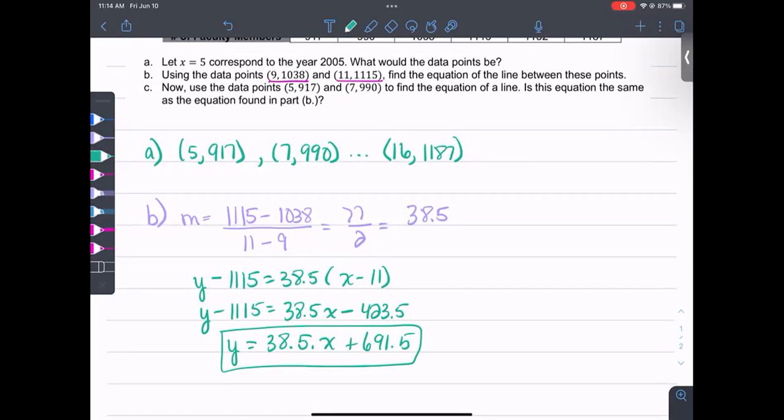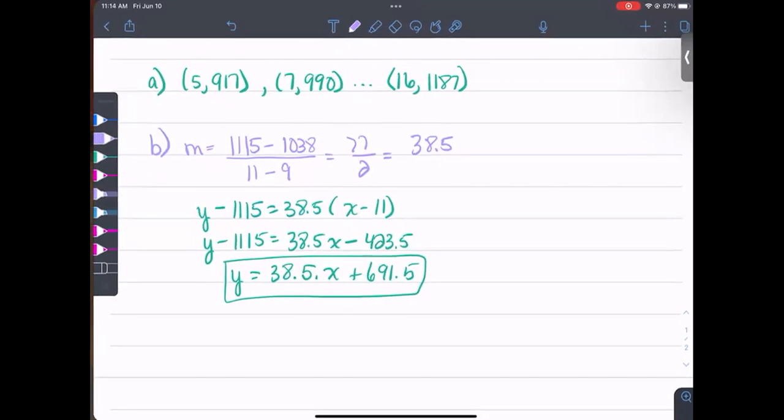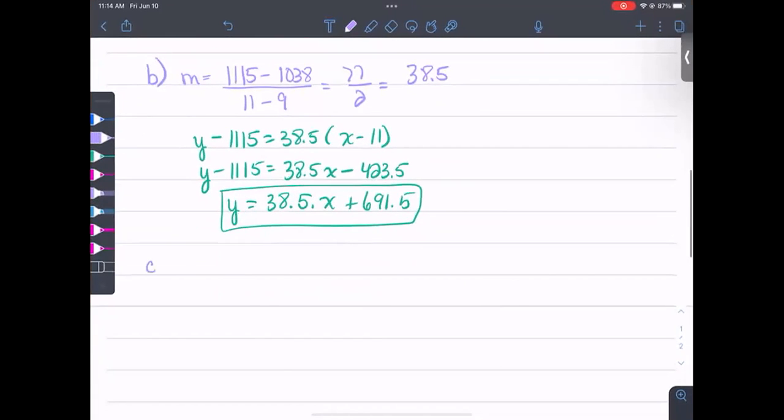Part C has a switch of data points. It says now use the 2005 and the 2007 data points to find the equation of the line, and we're going to compare that to what we got in part B. For part C, we start with our slope: y2 minus y1 over x2 minus x1. 73 over 2 in decimal form is 36.5. Keeping in mind that comparison idea, we can already see our slope is slightly different.